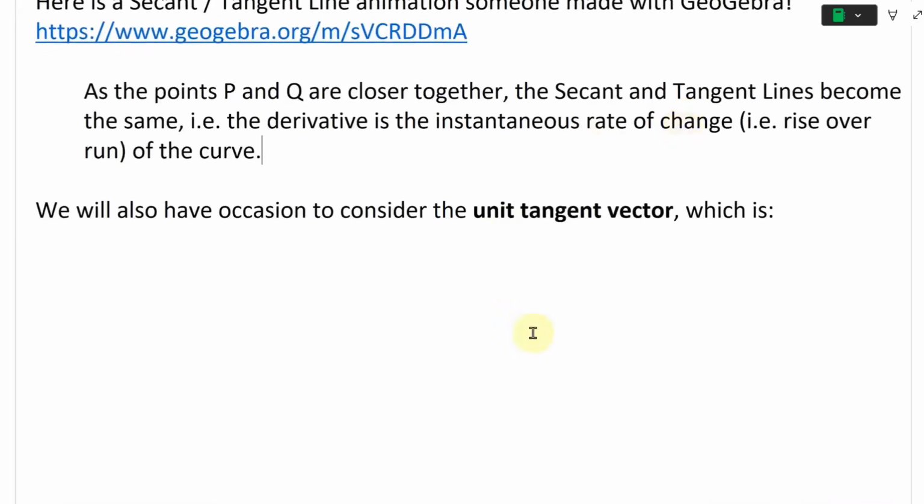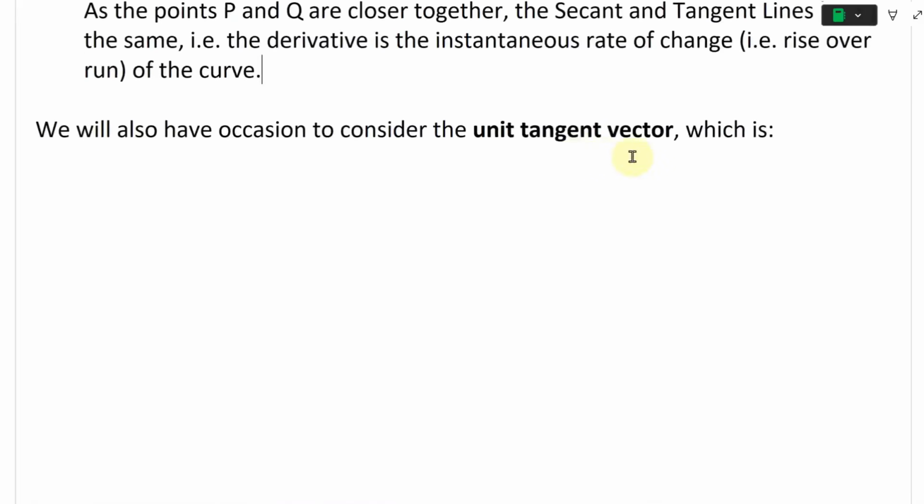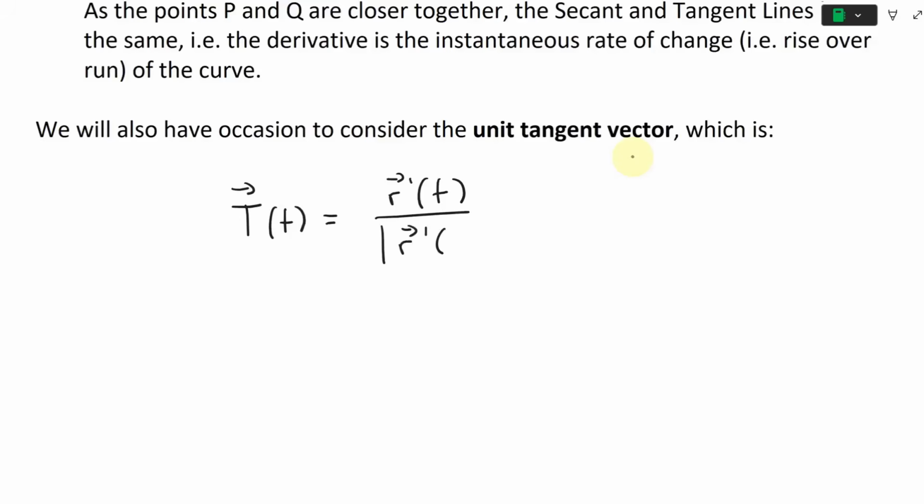All right, and lastly, we also have occasion to consider the unit tangent vector, and that is defined as capital T of the small parameter t equals the derivative of the vector function, or the tangent vector, divided by the length of it. So it's the tangent vector divided by its length, so that you have a length of 1, and all it is is the direction of the tangent vector. That is going to be useful later on.